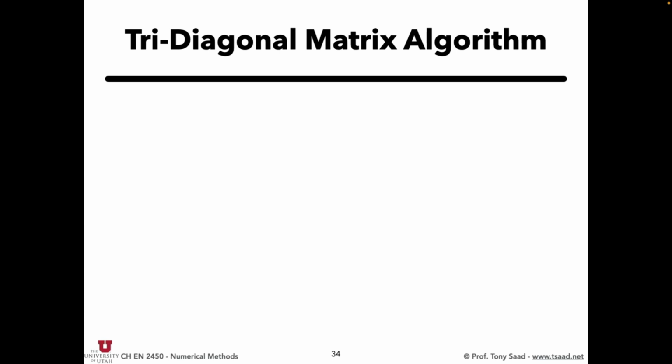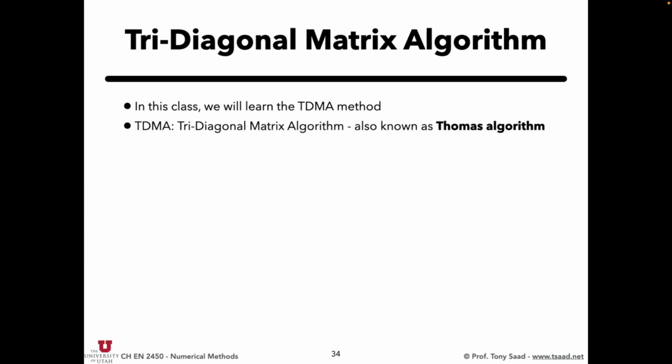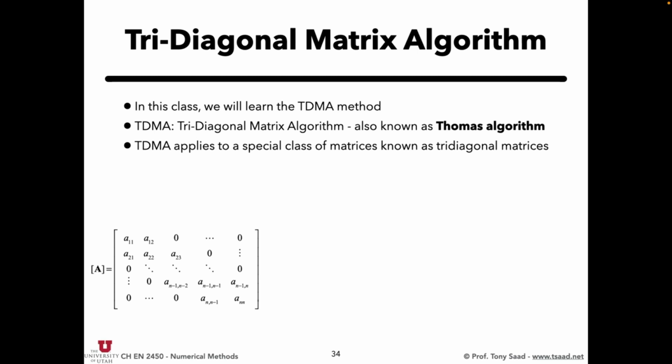So you get the benefit of the direct method, which gives you an exact answer, and you get the benefit of efficiency and cheap cost. Okay, so this method is called the tridiagonal matrix algorithm, or TDMA. It's also known as the Thomas algorithm. So I will use those words interchangeably. If I tell you use TDMA or use the Thomas algorithm, it's the same thing.